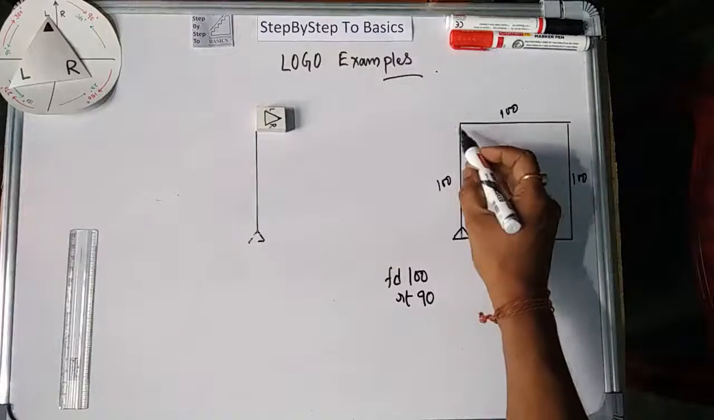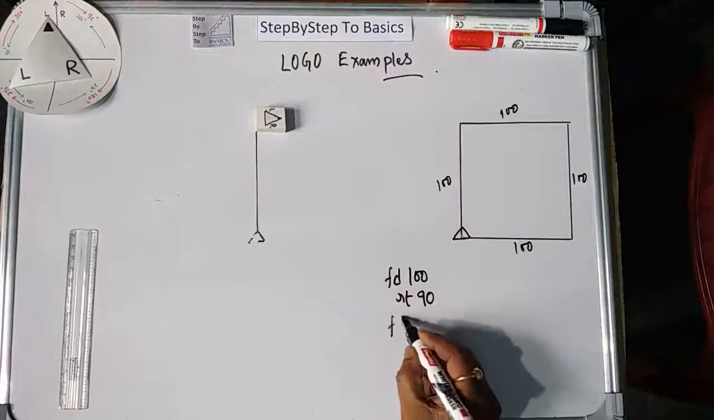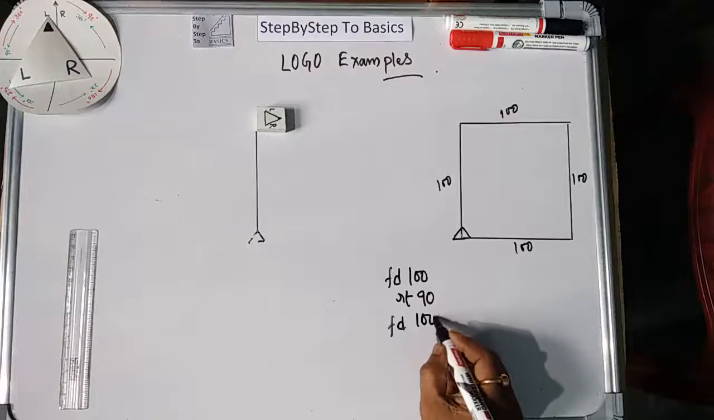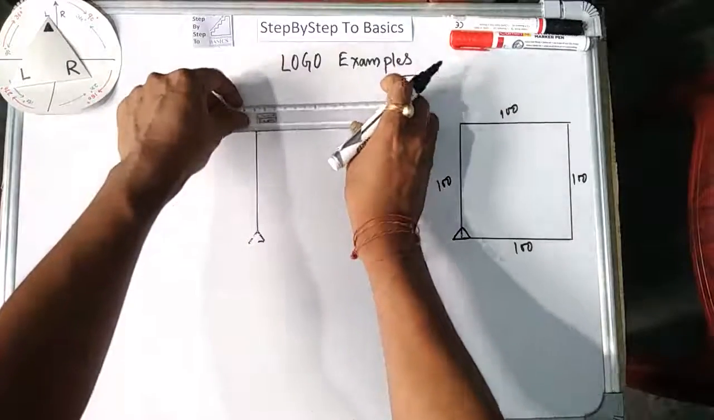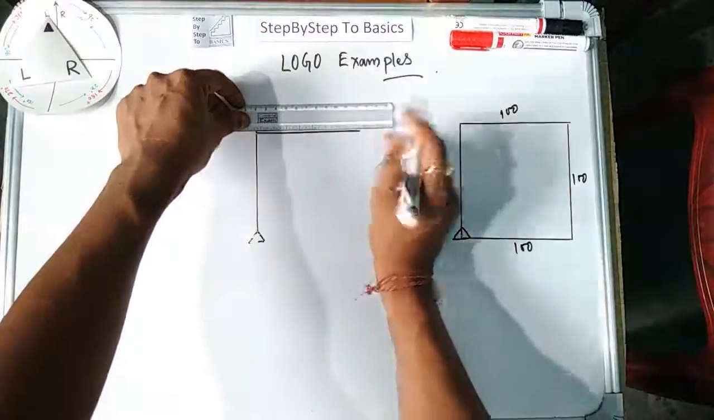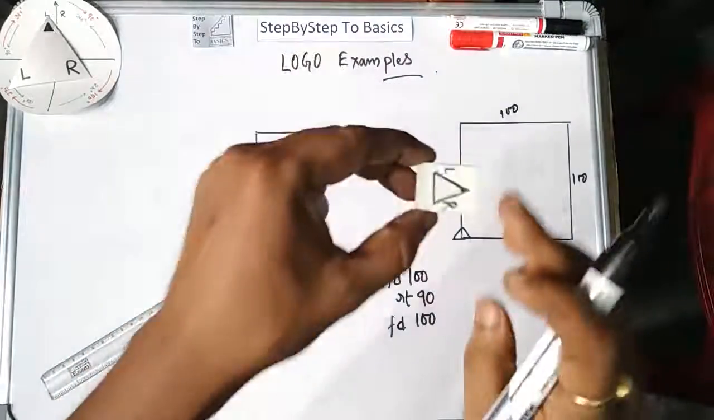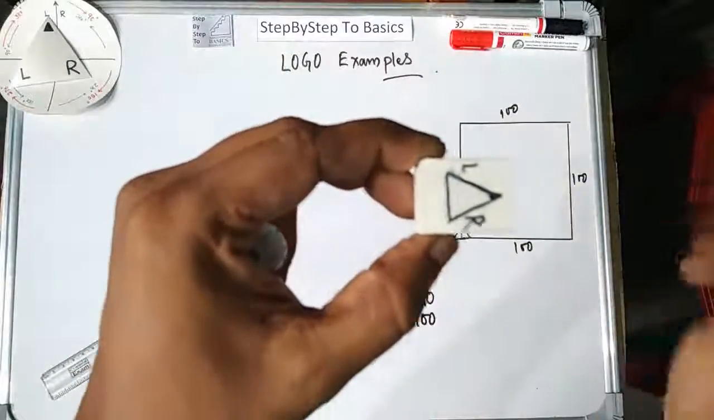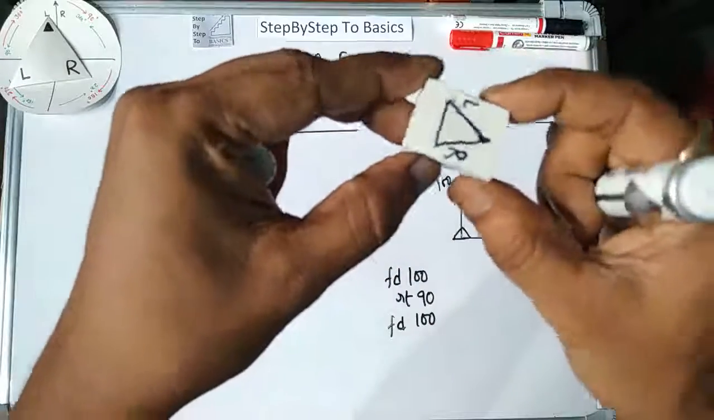Then what? Then again move 100 steps. So again I will write FD 100. This is for forward. FD 100. So again it will move 100 steps like this. The face of the cursor, the turtle, is still like this. Now according to my question, it should move this way.